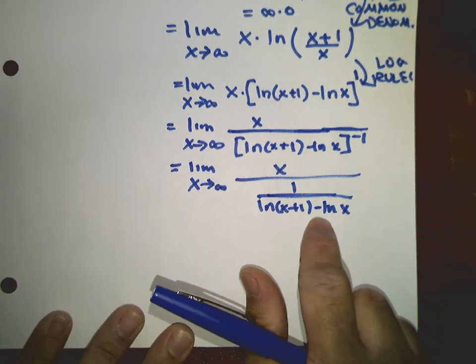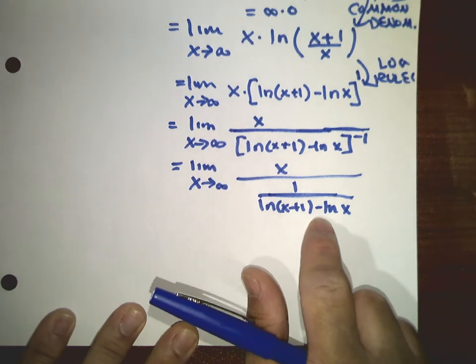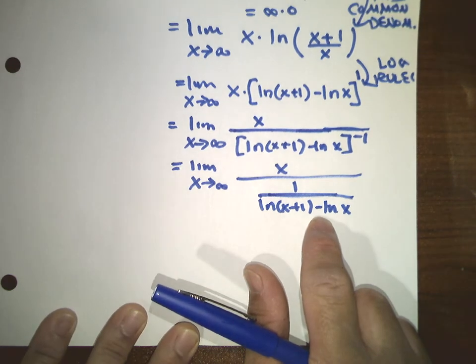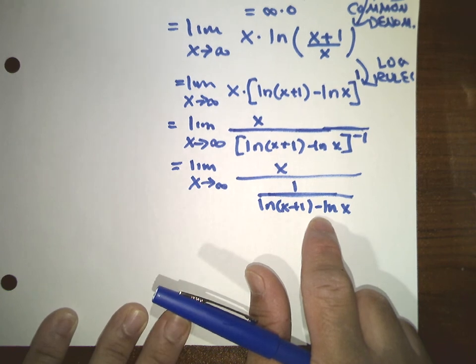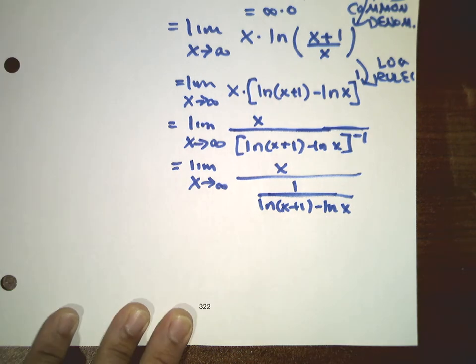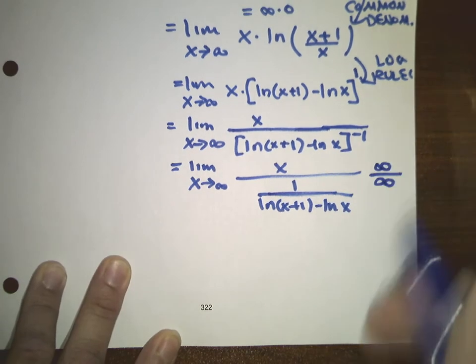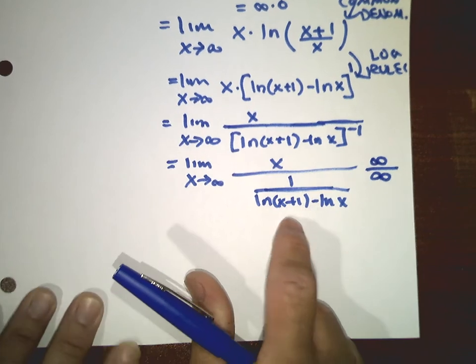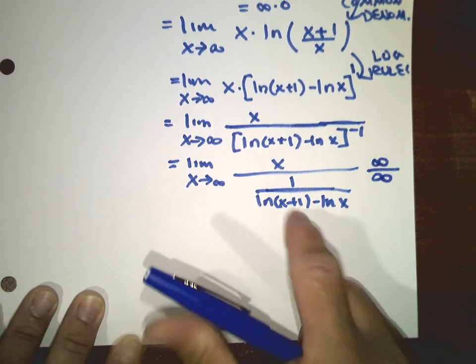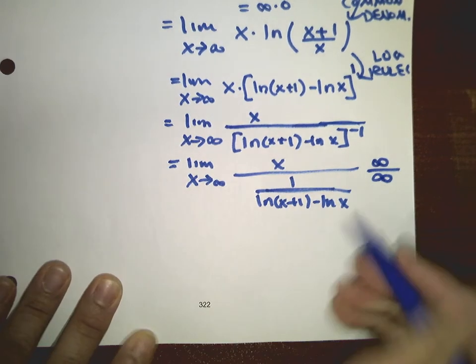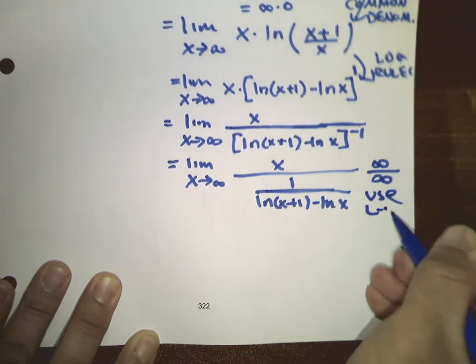I may have been taking you in circles, but I honestly did not intend to. What I'm actually going to do is just say that this is infinity over infinity form now. So you can substitute in some values for x and see that the denominator would go to infinity. So now I can use L'Hopital's rule here.